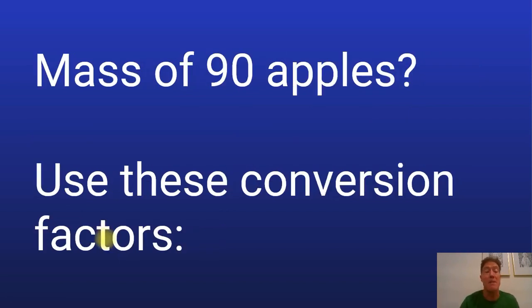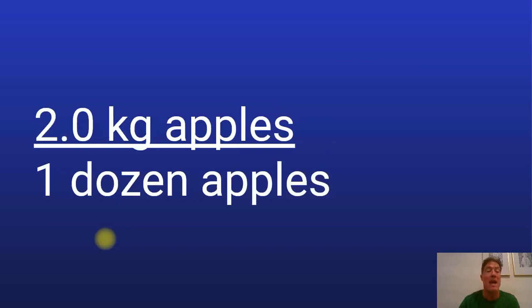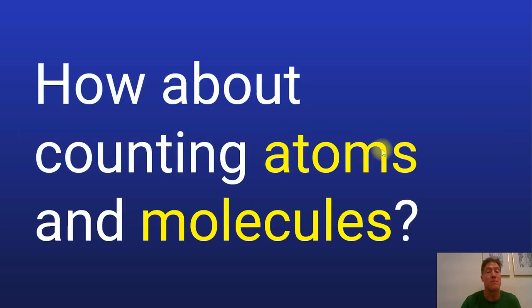So how would we do that? How would we calculate the mass of 90 apples? Well, we'd use these conversion factors. In every dozen apples, we have 12 individual apples. And in every dozen apples, we have, say, approximately 2 kilograms. So we would set it up. Say we start with 90 apples, and then we set up our first conversion factor, a dozen per 12 apples. That converts it to a dozen. And then we convert it with another conversion factor, 2 kilograms per dozen. We see that we cancel out apples, we cancel out dozen, and we convert it to weight. In this case, it turns out to be about 15 kilograms of apples.